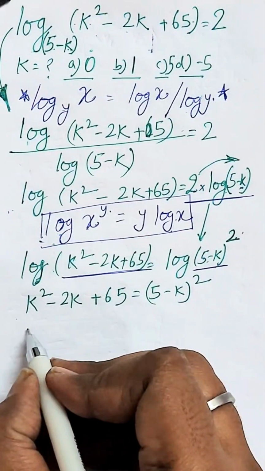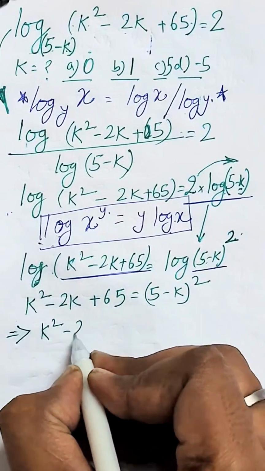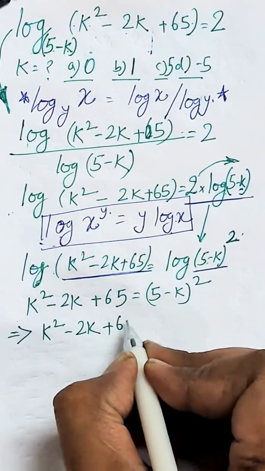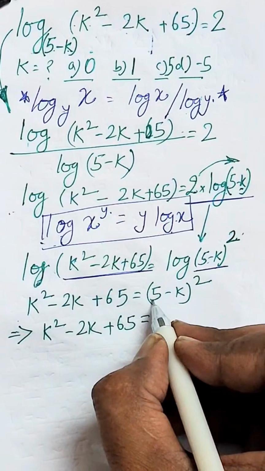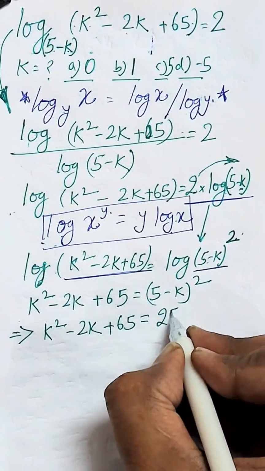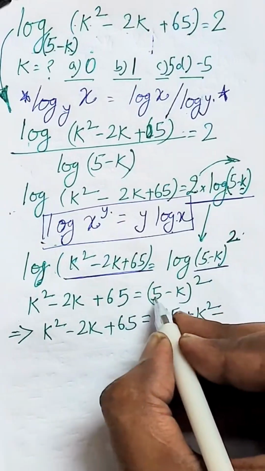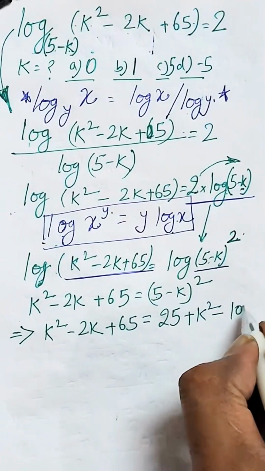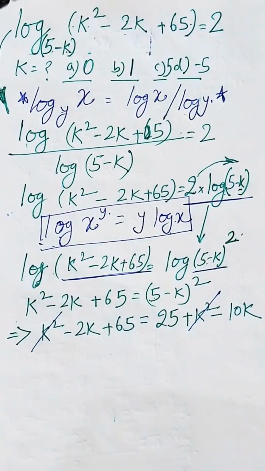Now just solve it. This implies that k² minus 2k plus 65, and RHS is in the form of a minus b whole square. Just expand. 5 square is 25 plus k² minus 2 into 5 into k, that is 10k. So here you can see k² and k² are cancelled out, right?